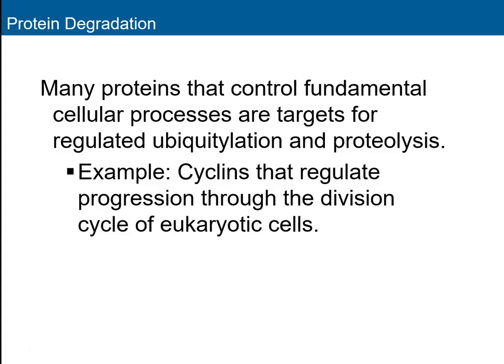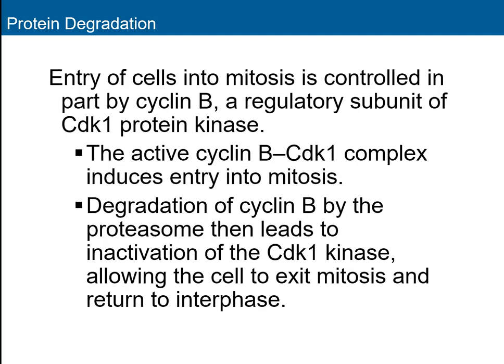All right, so it says many proteins that control fundamental cellular processes are targets for regulated ubiquitination and also proteolysis. So cyclins that regulate progression through the division through cell cycle, right? That basically tell that cell to move from G1 to S to G2 and move through. Cyclins are those proteins that regulate that. And they regularly get degraded, and then so they sort of accumulate and then they get degraded, and that's what signals that cell to move on. Okay, so the point is that is a sort of normal process that's going to occur.